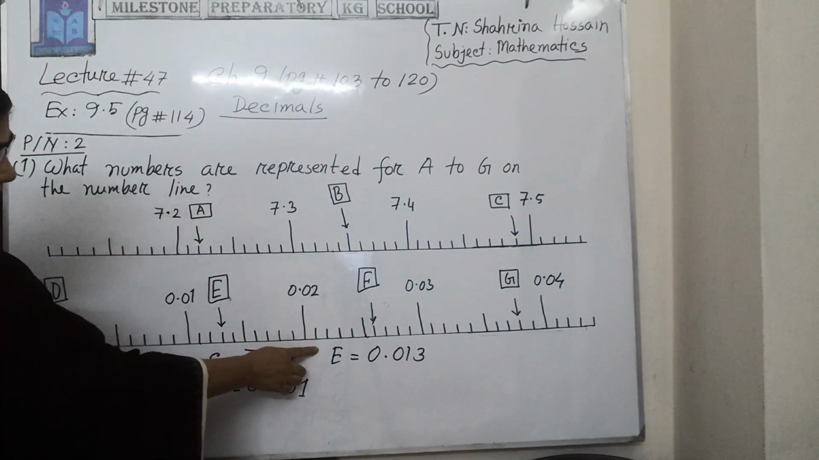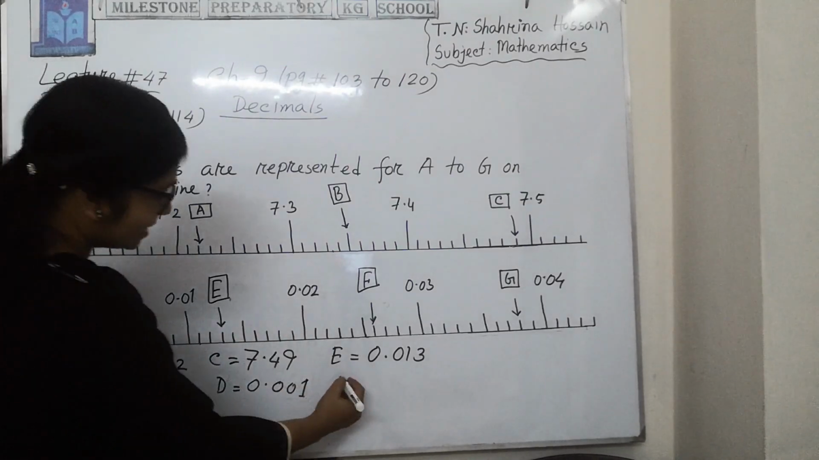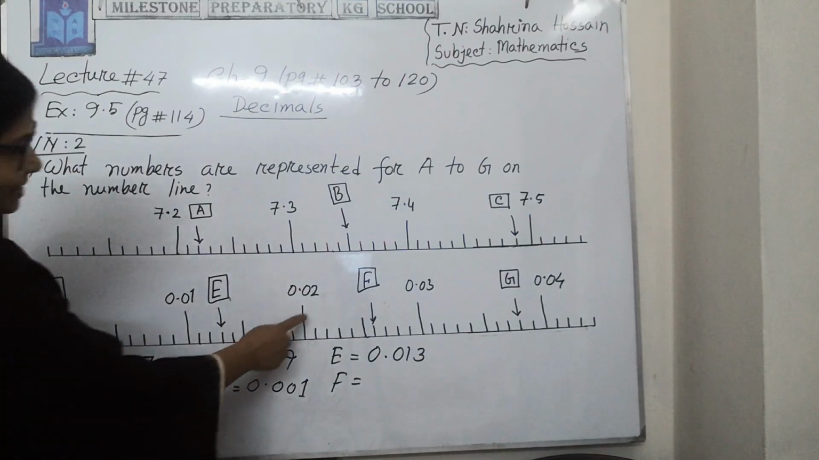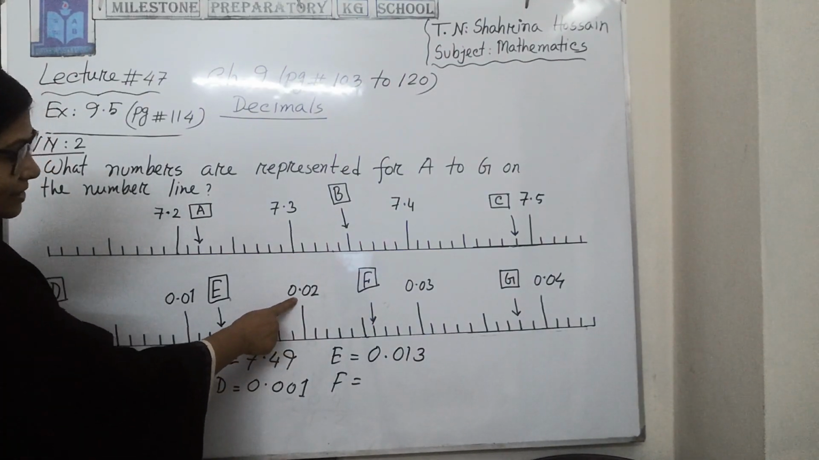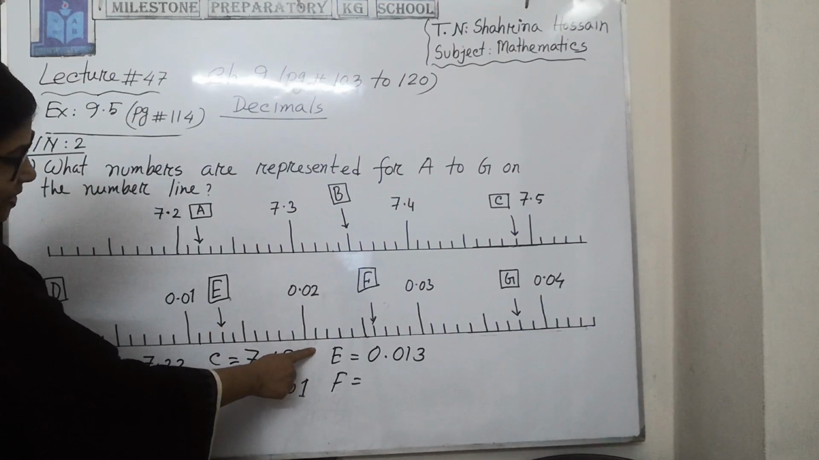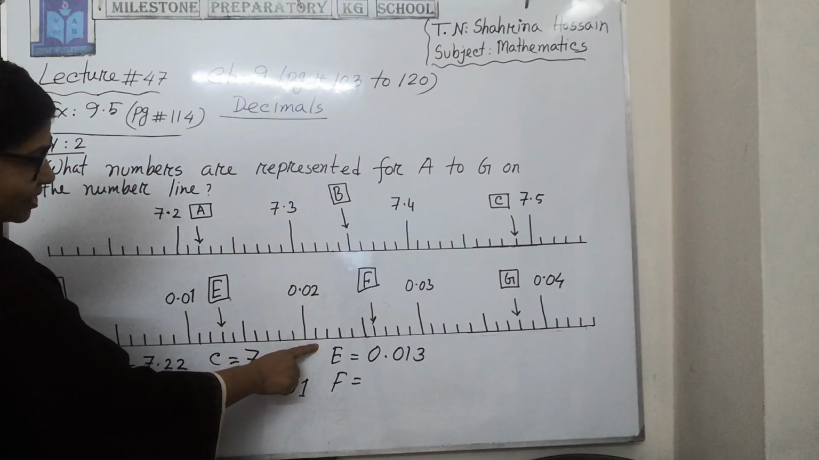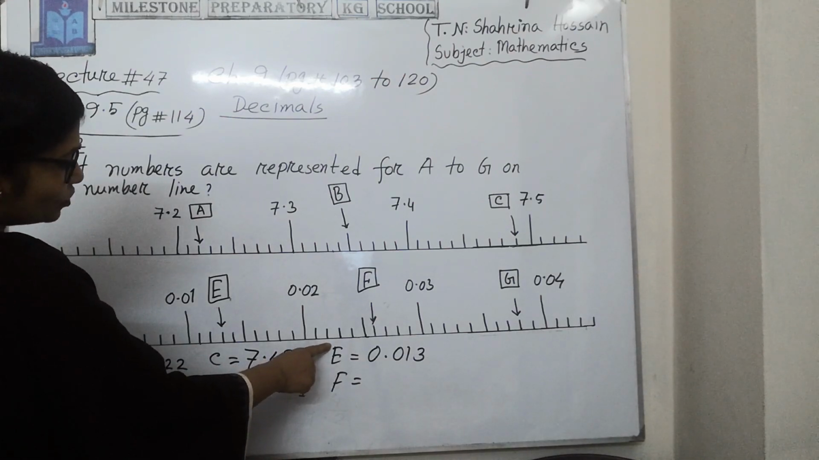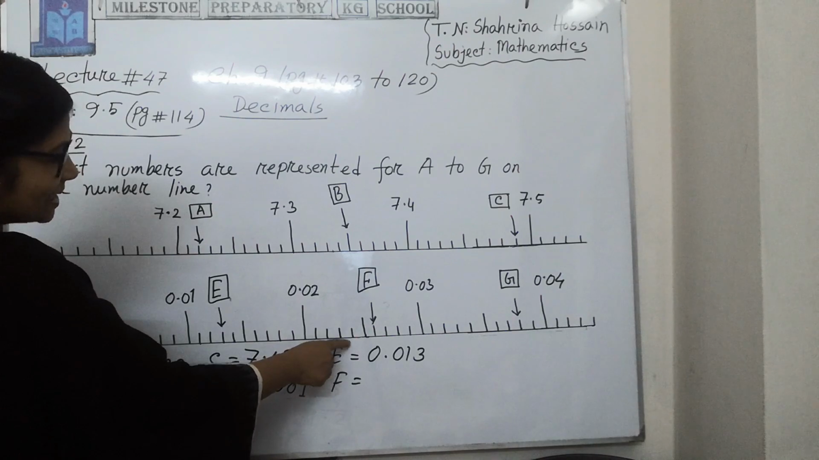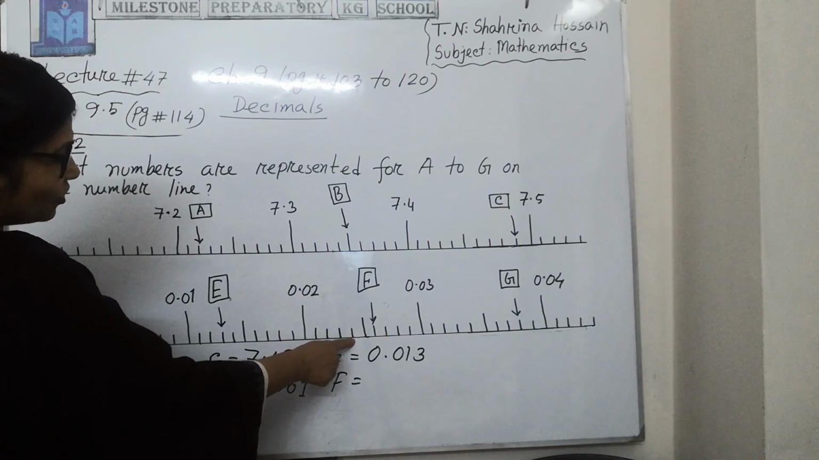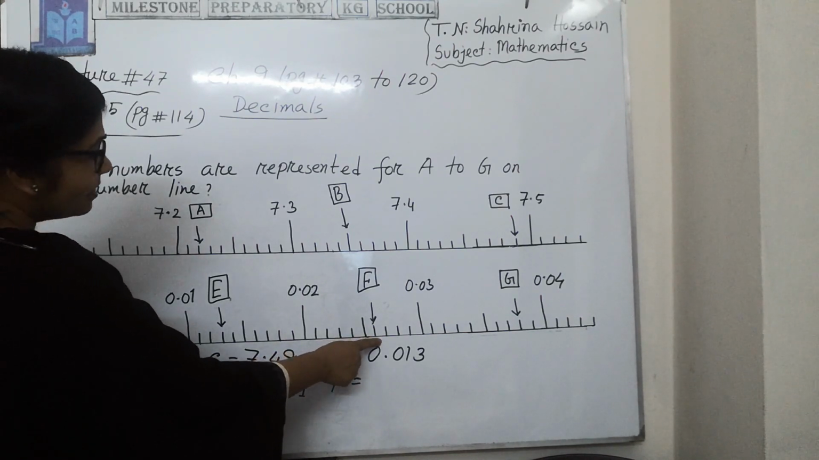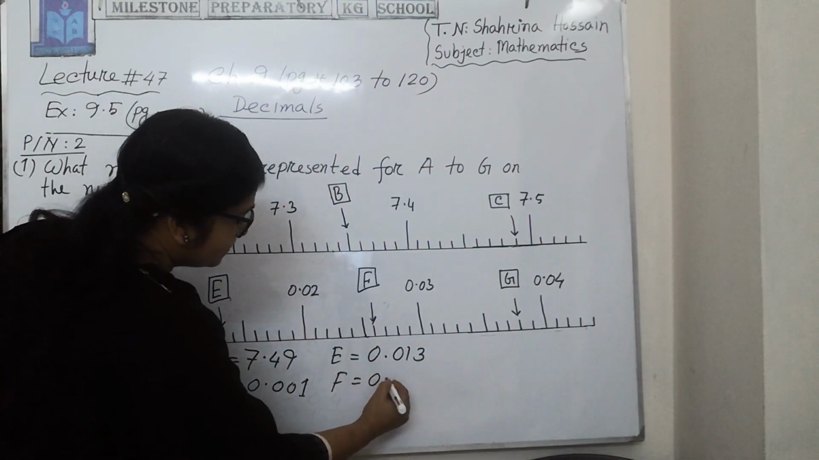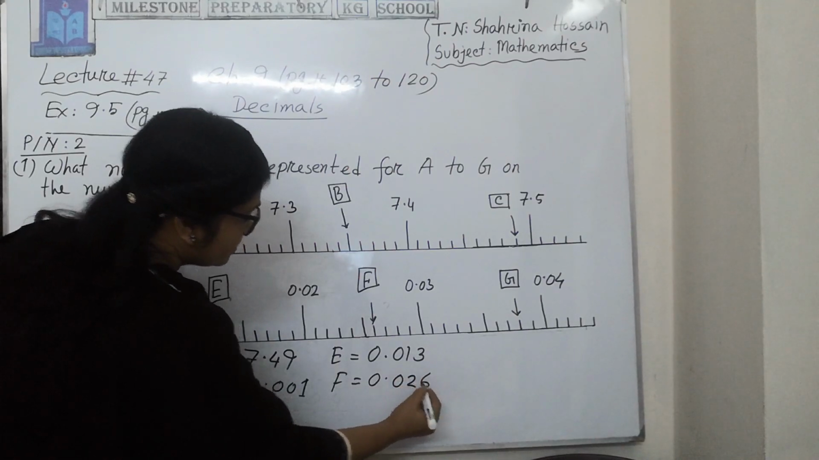Now see number F. On that side there is 0.02. So that means this is 0.021, 0.022, 0.023, 0.024, 0.025, and this is 0.026. Okay.